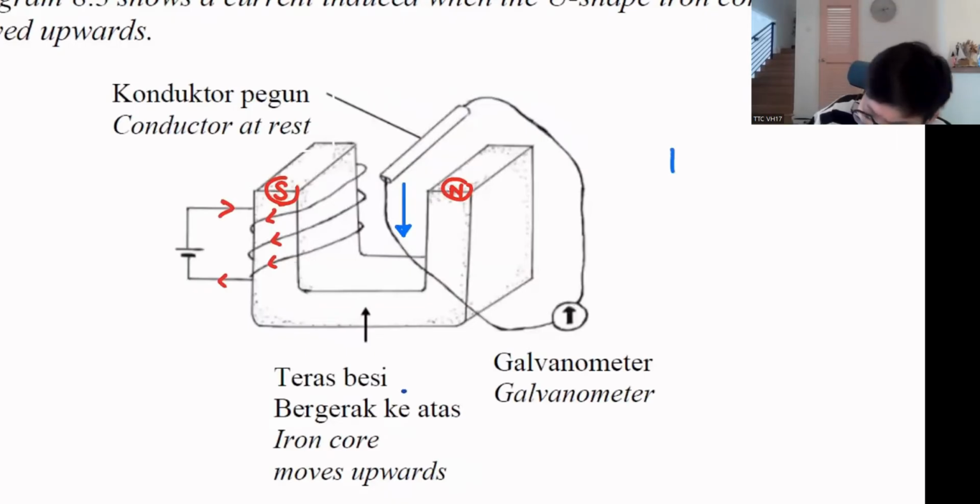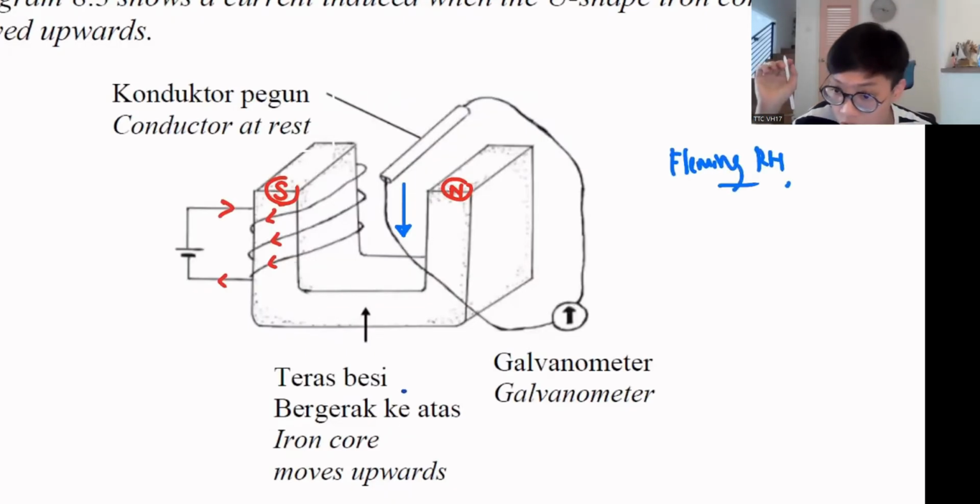No. This one you have to use your Fleming's right hand rule, because this is you cut. Like I said before, the cutting is always Fleming's right hand rule. We have talked about this one many times. How do you determine the south pole? Which one? This one?